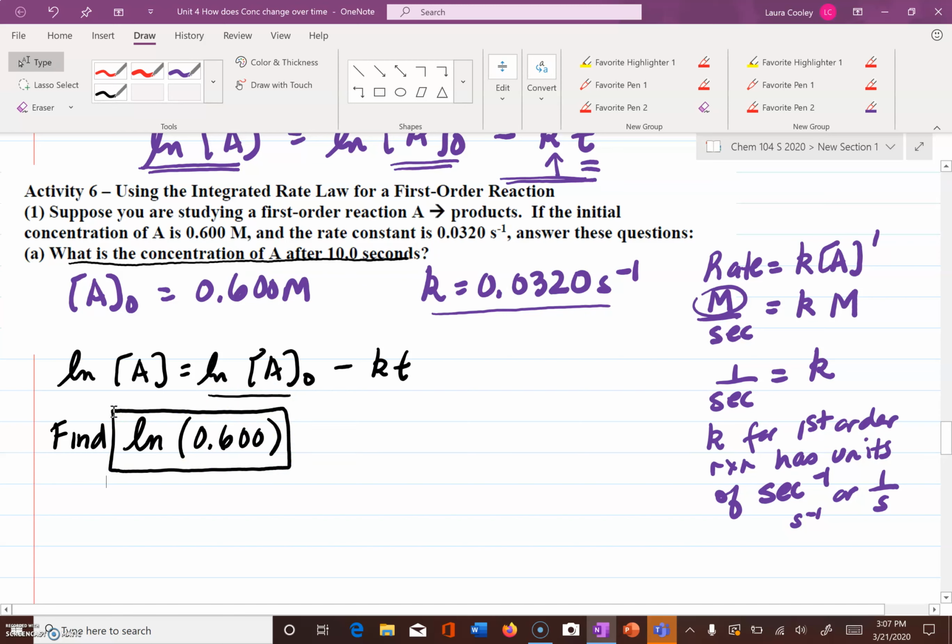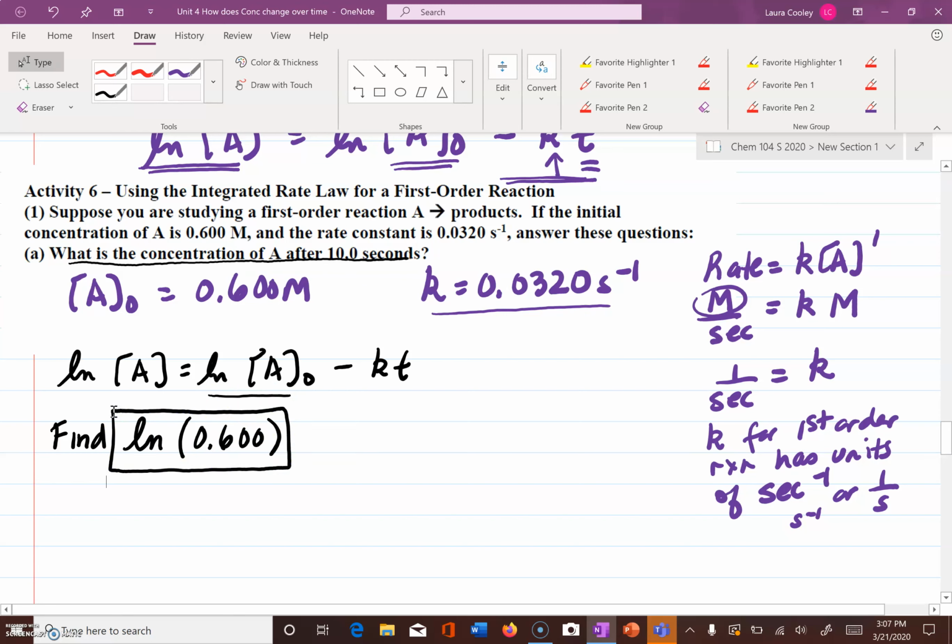All right. So now you know how to multiply. We know that T is 10 seconds, so we're going to take 0.0320 seconds to the minus 1. This is the K. And then we have 10.0 seconds. That's the T. We're looking for the concentration of A at 10 seconds after the reaction starts. So we multiply these two numbers together, and that gives you 0.320.